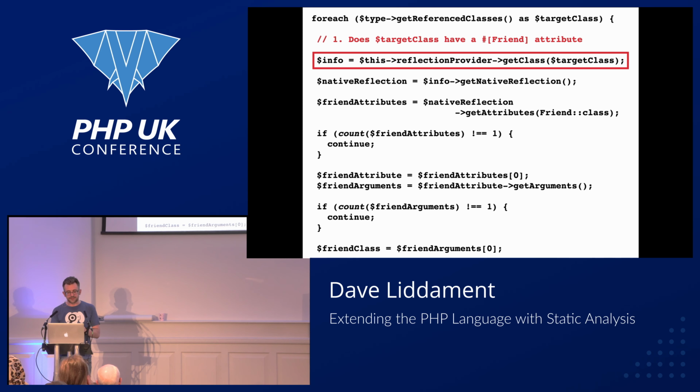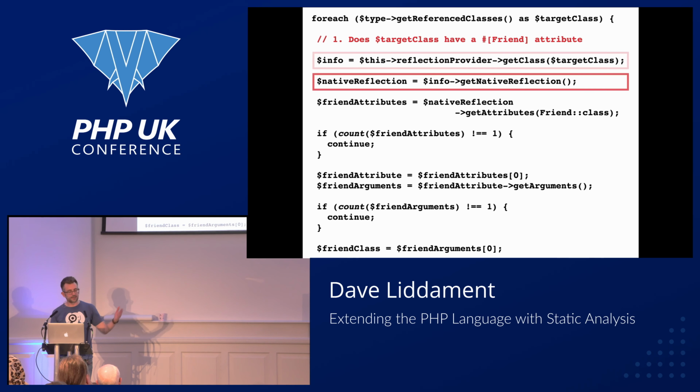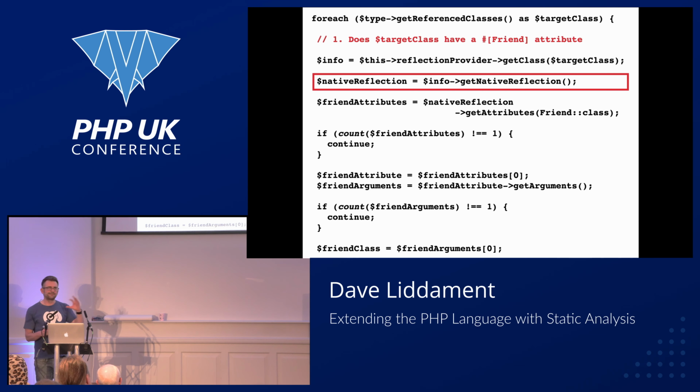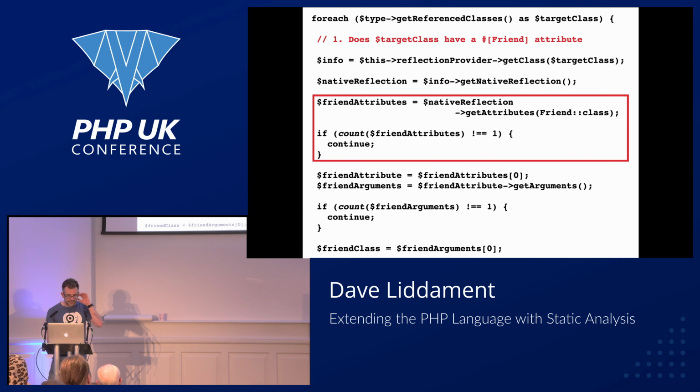So what we're going to do is say, get me information about the target class. Then we're actually dropping down to PHP's native reflection, which we need to do because at the moment, PHPStan doesn't have its own analysis of attributes. We just use PHP's native reflection. What's really going on here, don't worry too much if it doesn't really make sense. What we're saying is we're looking at the class, and we're saying, does it have a friend attribute? And if it doesn't have a friend attribute, then we exit this iteration of the loop.